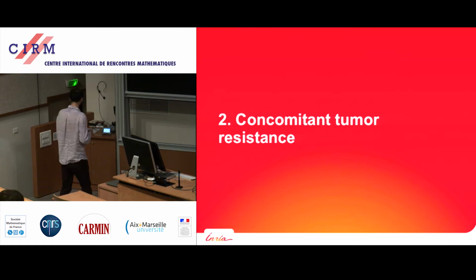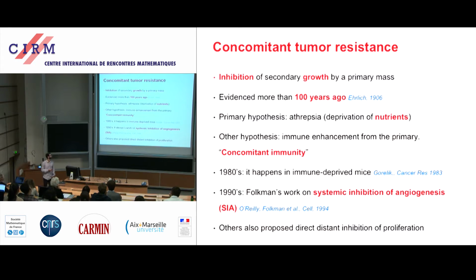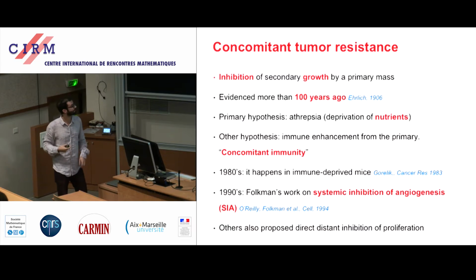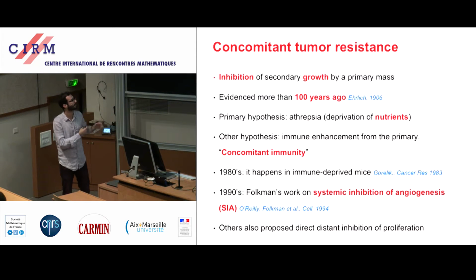Okay, so now for the second part of my talk, I would like to talk to you about concomitant tumor resistance. So what is concomitant tumor resistance? This is a phenomenon where the presence of a primary tumor, of one tumor, inhibits the growth of a secondary tumor. And this is actually something that is not new. It's not very famous, at least, but it was evidenced more than 100 years ago.